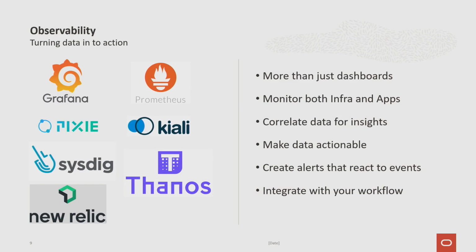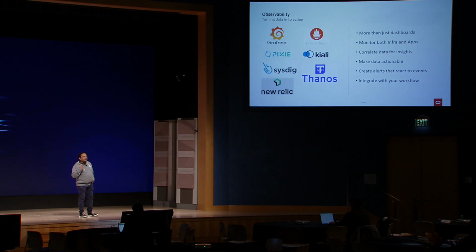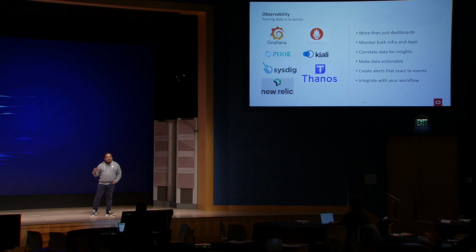So again, observability is a lot more than just dashboards, right? And when you think about observability, think about both infrastructure and applications, not just as separate entities, but correlated. How does my infrastructure performance impact my application performance? If there is a latency in the system, is that something related to my code, or is it something related to the infrastructure? We need to have this level of observability data being collected and insights generated to understand this.